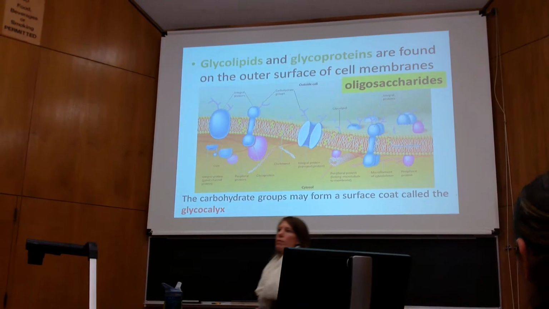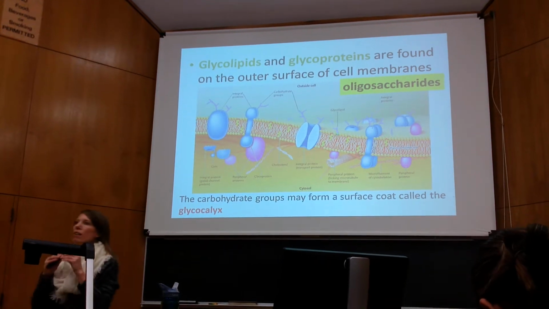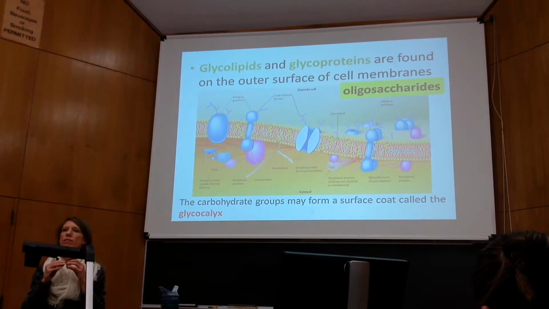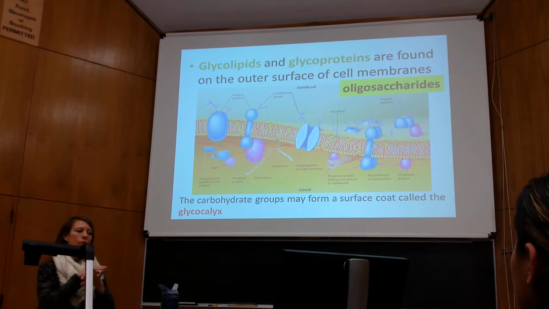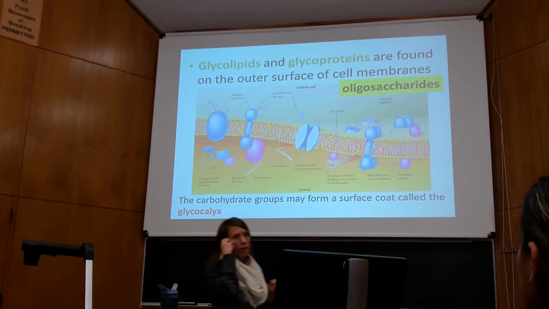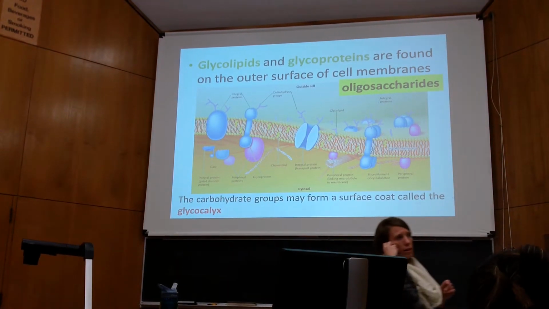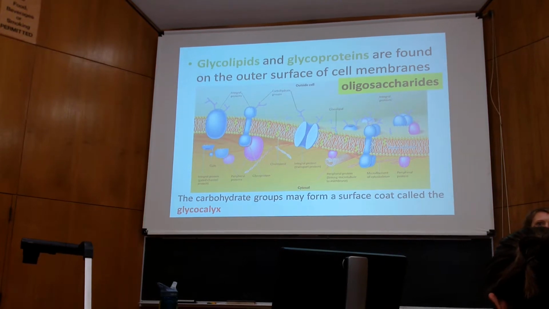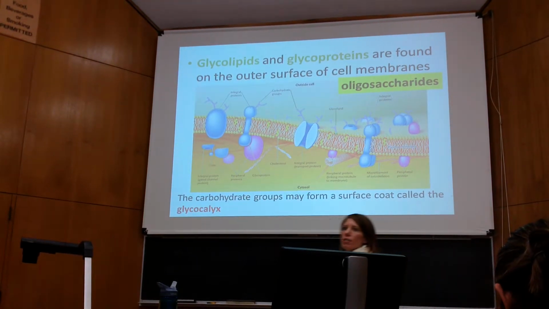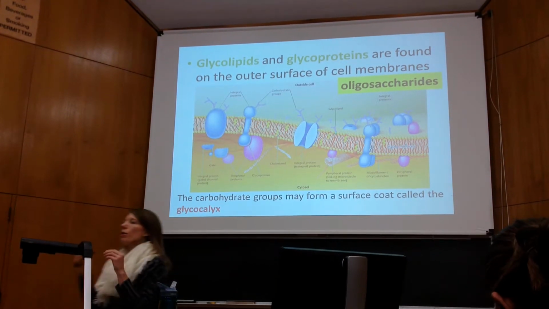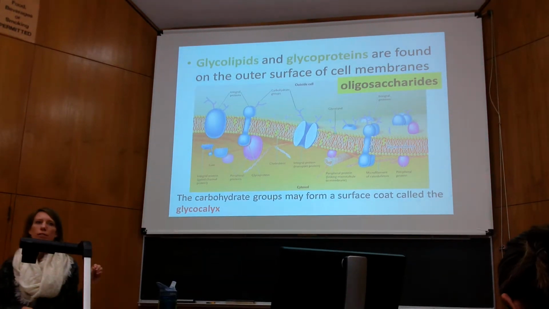And oftentimes, it forms kind of a coat. There's a lot of them on this membrane. It forms kind of a sticky substance called a glycocalyx. So if you have a membrane with a lot of these, and you're looking at it, sometimes it's got this kind of coating on it, and it comes from these carbohydrates.